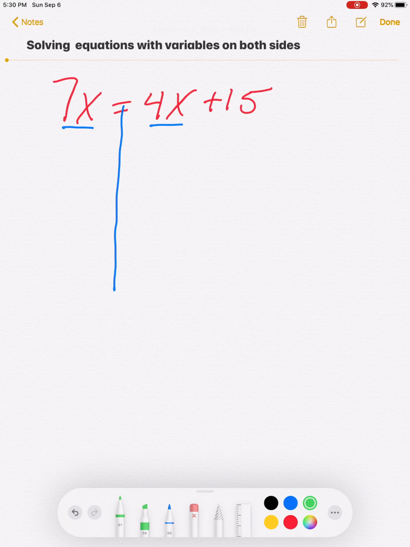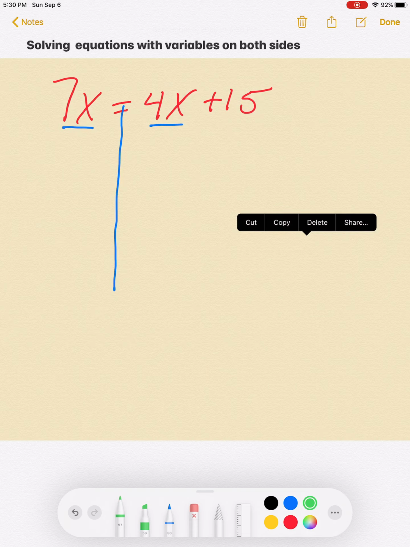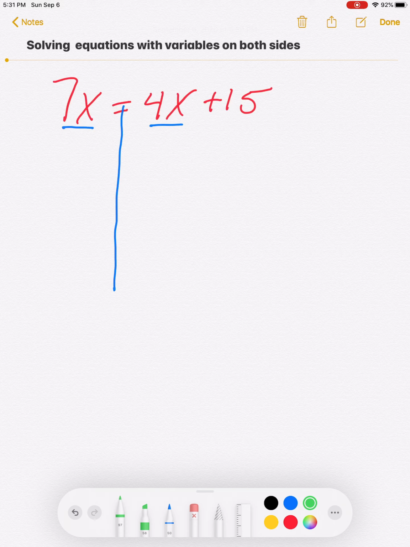So let's start out. We notice here this is a positive 4x. So since this is a positive 4x, I need to do the inverse of that. So I'm going to do minus 4x. So we're subtracting the whole thing, 4x, from both sides. The only place my x can be subtracted from is another one with an x. So I have this 7x over here, so I can subtract 4x from that.